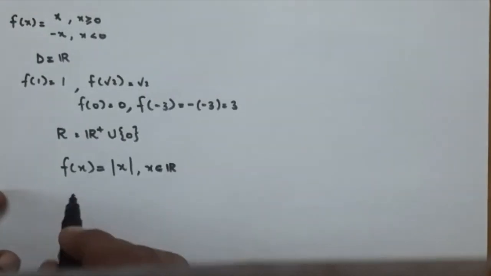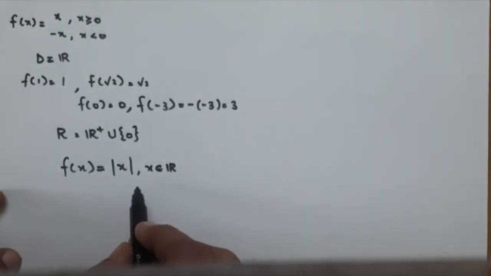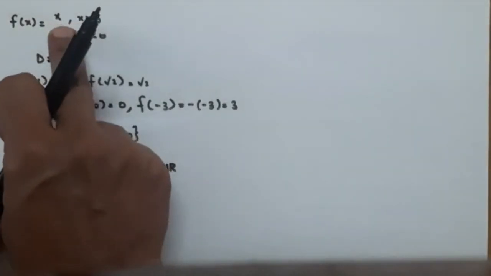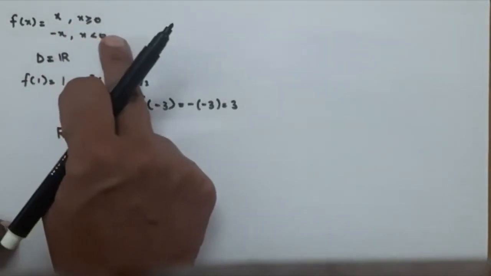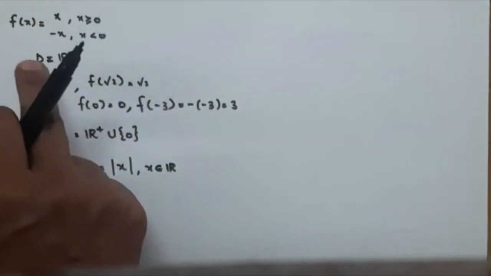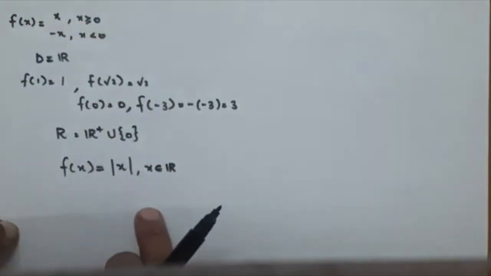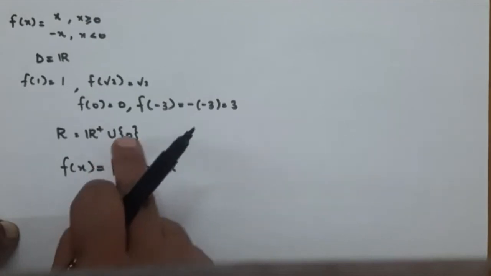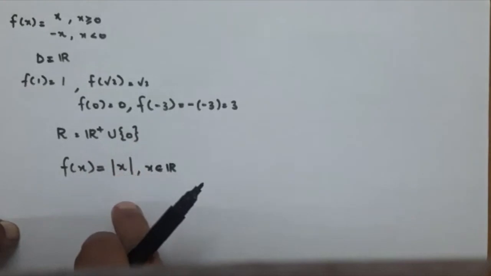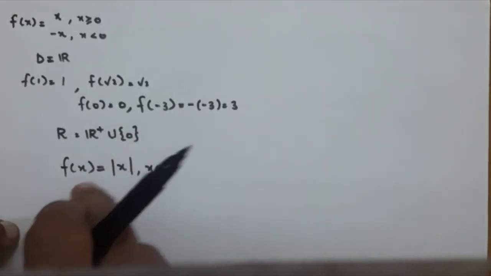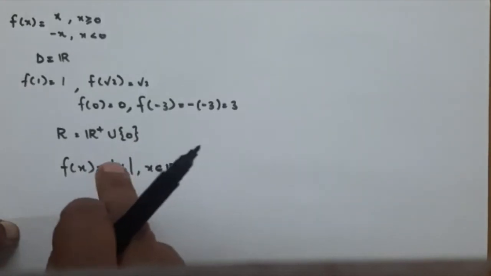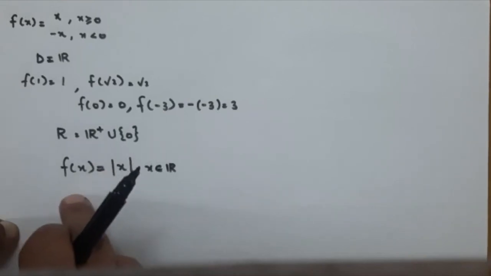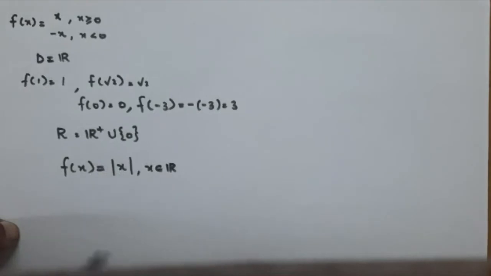That is, if you see the function f of x equal to mod x, what is the meaning? The meaning is this: f of x equal to x itself if x is greater than or equal to 0, and it is equal to minus x if x less than 0. That means if the expression between these two bars is positive, f of x is the same thing. And if the expression between these two bars is negative, f of x equal to minus of that.